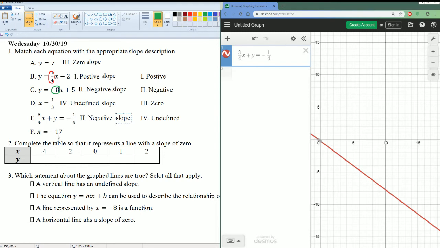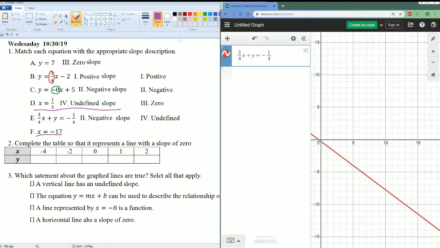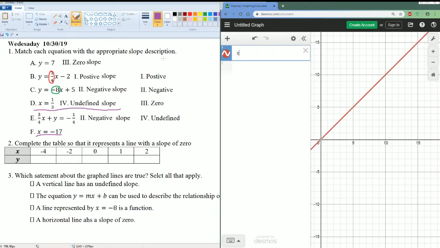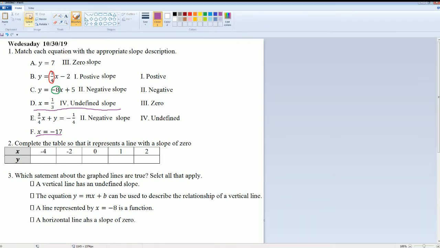Ooh, the next one, x equals 17. I bet you this is undefined because notice how this one is undefined when x equals 1/3. This is also x equals a number. I bet you it's also undefined. Let's see if we're right. Okay, so x is equal to negative 17. Are we right? Yep, it goes up and down. So we would say this one is also an undefined slope. There you go.